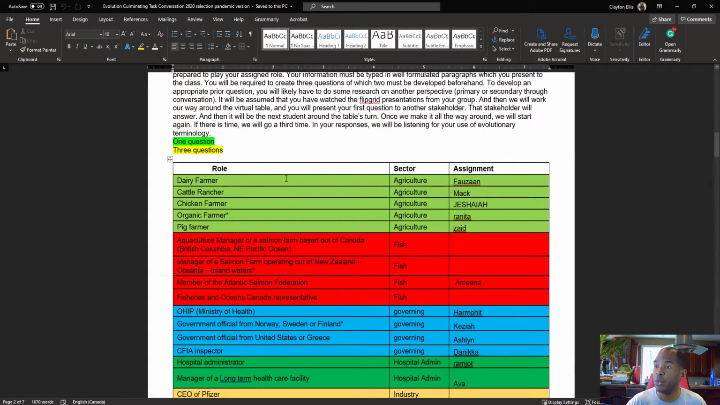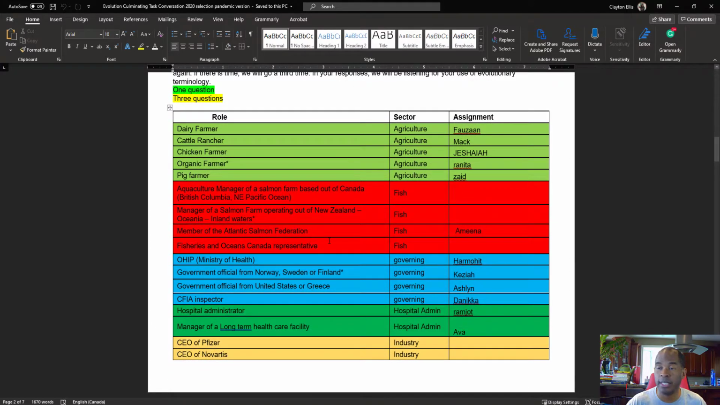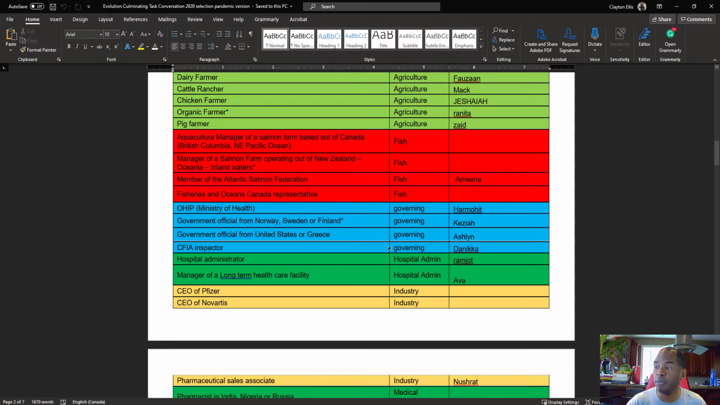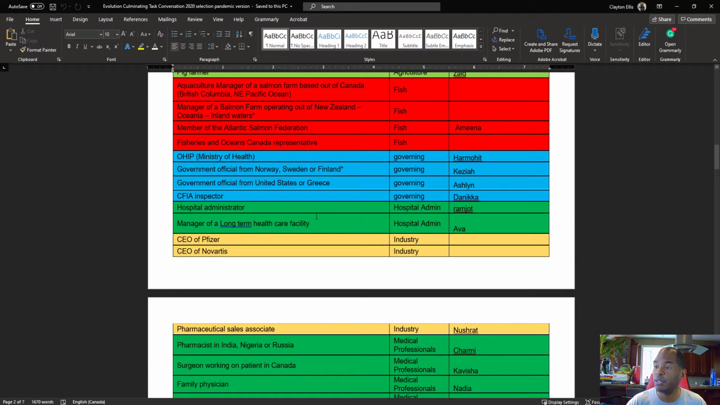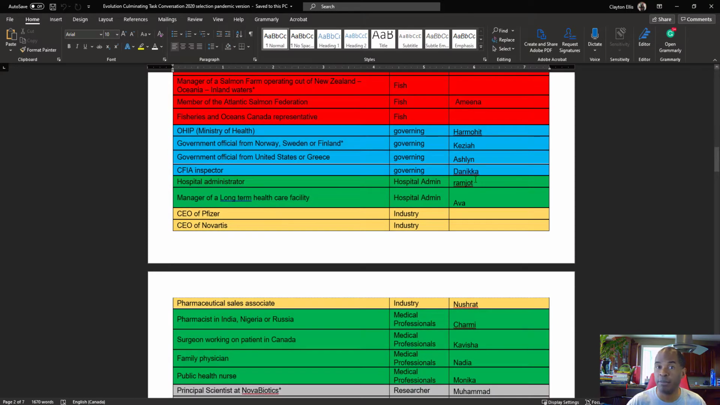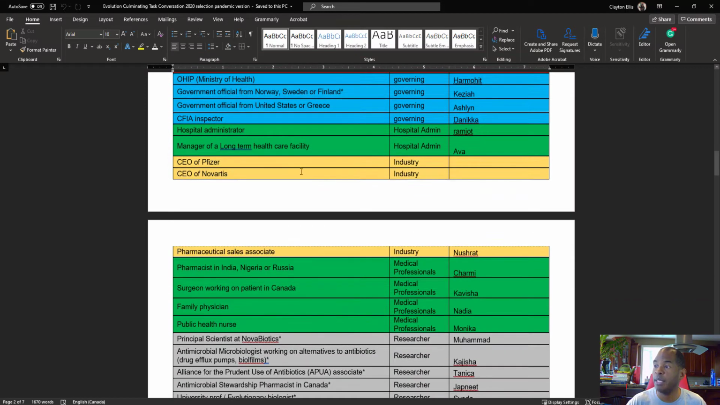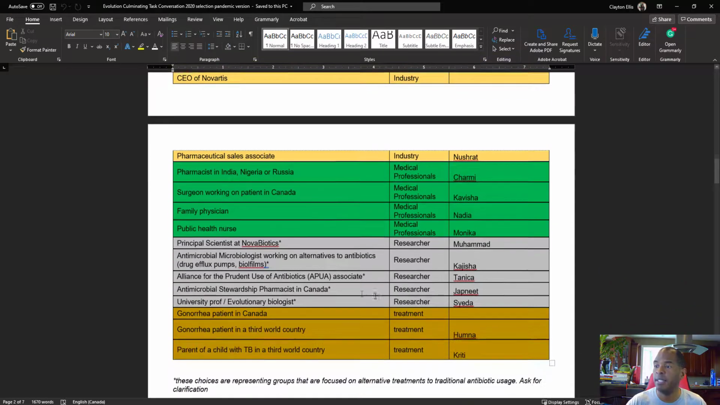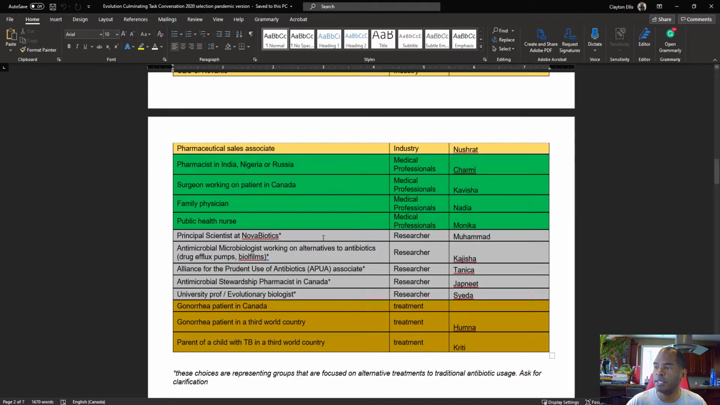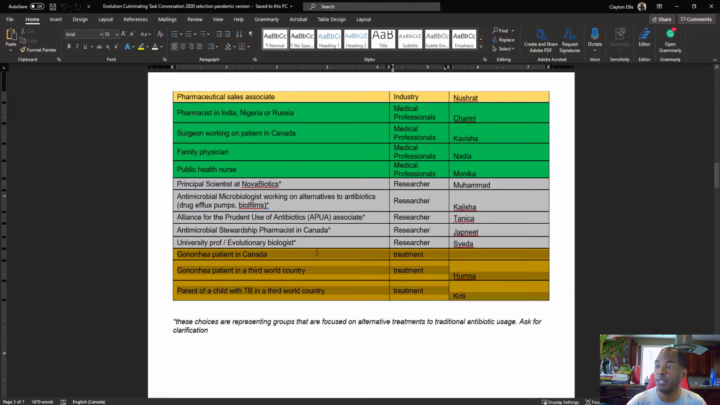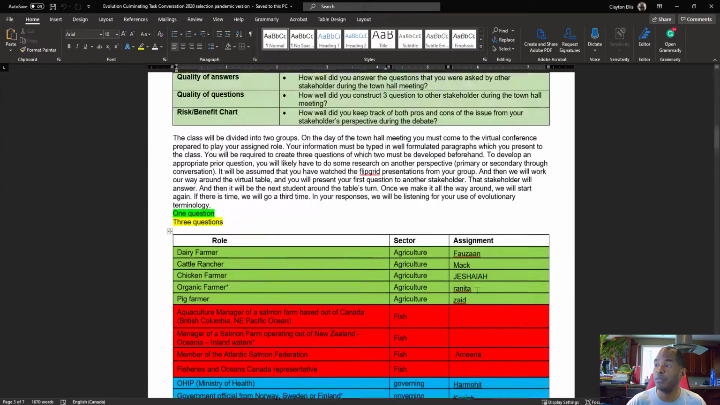So greens, you're all a single role. Notice you're all farmers. Reds, you're all in the aquatic industry. Blue, notice you're all government officials. Green, notice that you are part of the hospital stakeholder group. Industry is a chief executive officer of Pfizer and Novartis. These are huge pharmaceutical giants. I'm not sure what color this is, purple I guess. You're scientific researchers. And then this last color here, you're also researchers, but you're focusing on treatment as opposed to researching, right? Treatment. So you've all signed up for a stakeholder.